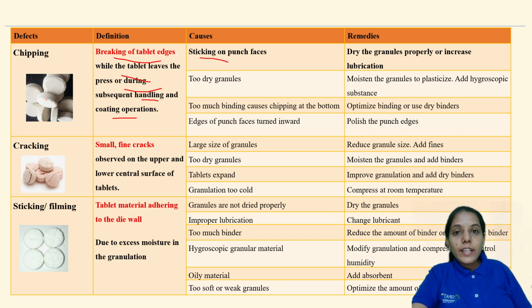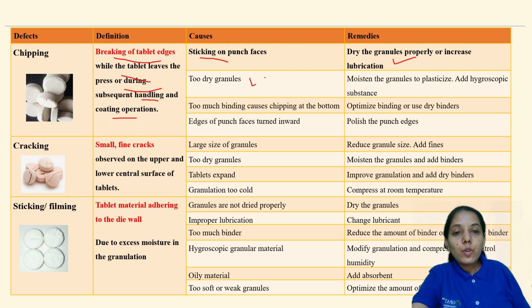Sticking on punch faces. Whatever the punches are there, the tablet material is sticking to the punch faces. Why is this occurring? Because the granules may be wet, so we have to dry the granules properly or increase the lubrication. Lubrication means we have seen the lubricants, what they will do, they will not allow the materials to stick to the walls of the dies and punches. So in that case you can add lubricant.